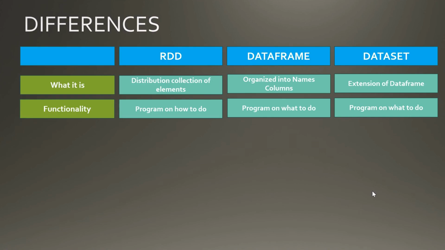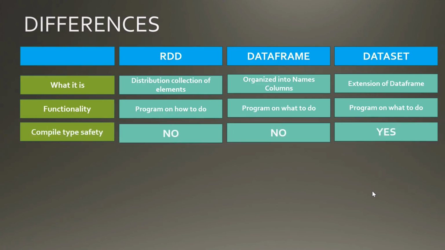Whether you need an aggregation, whether you need to call an action, whether you need to do a transformation, you just need to mention that and it will do it on its own. Same goes with the dataset. You just need to mention what to do to a program.